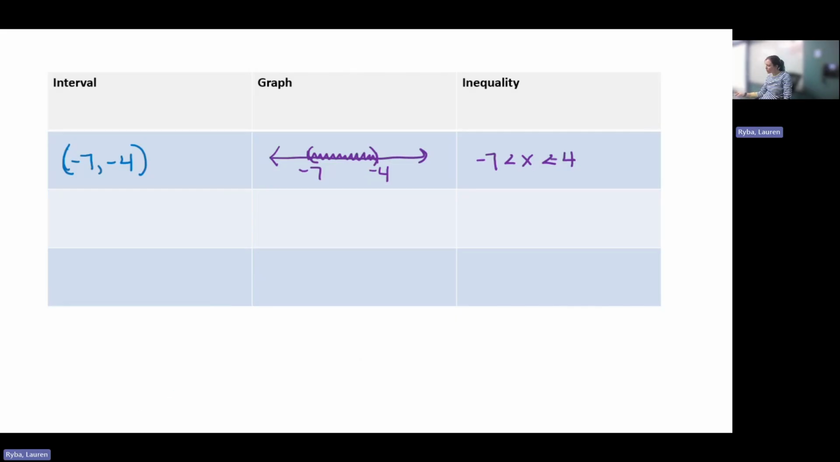Okay, I'm going to give you the graph. 0, 1, 2, 3, 4. I'm going to put a square bracket on 1 and an open parentheses on 4, and I'm going to shade between them. So I'm now giving you the graph this time, and we're going to find the other two pieces.